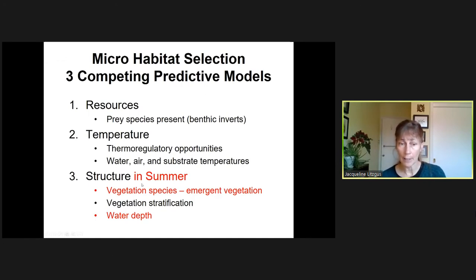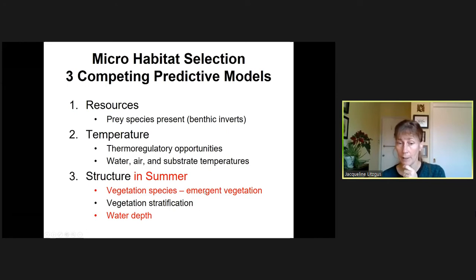And he found that in summer, water depth and the amount of emergent vegetation were the most important distinguishing features to separate a turtle location from those random locations. So in the summer, these are the niche axes that were most important: the vegetation and the water depth.